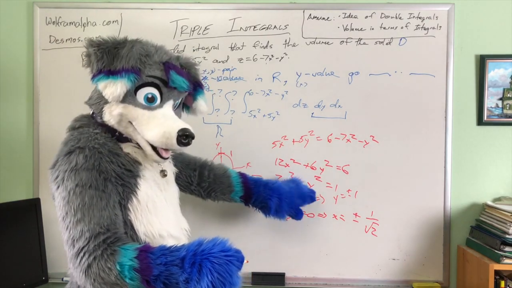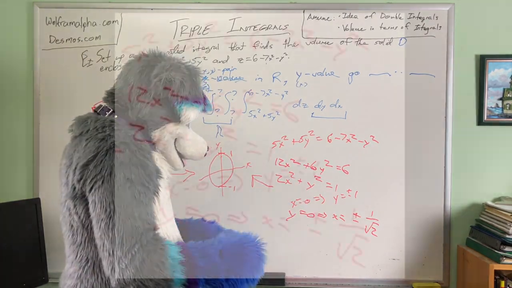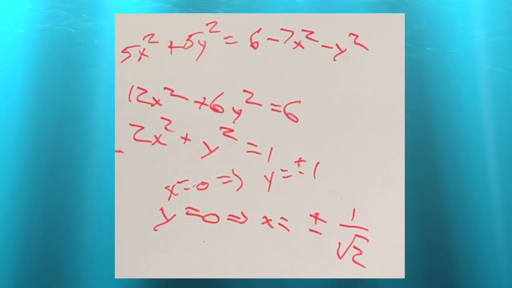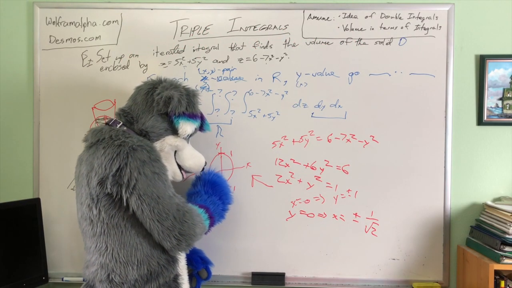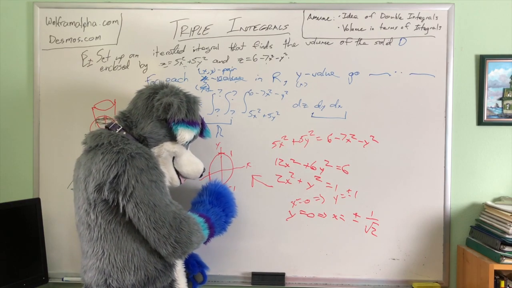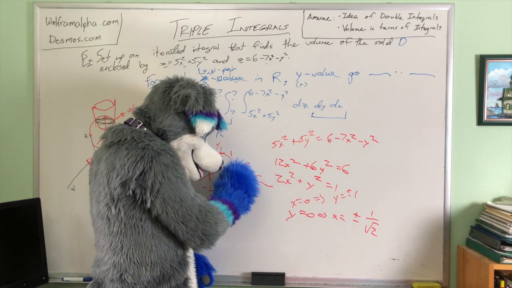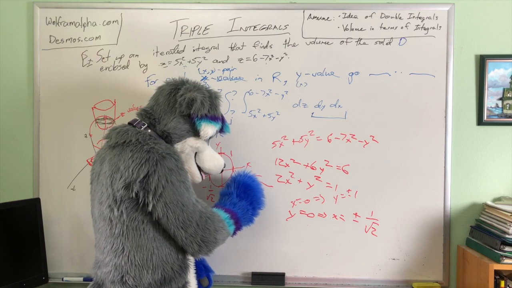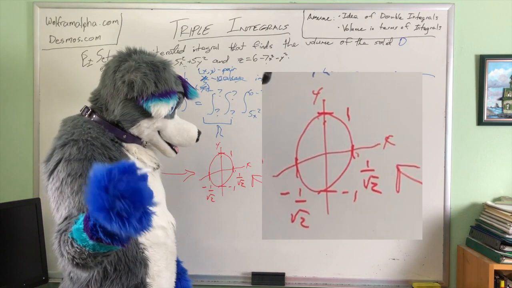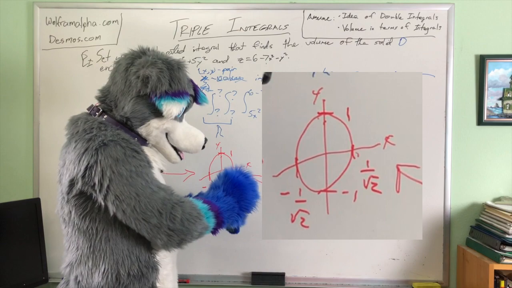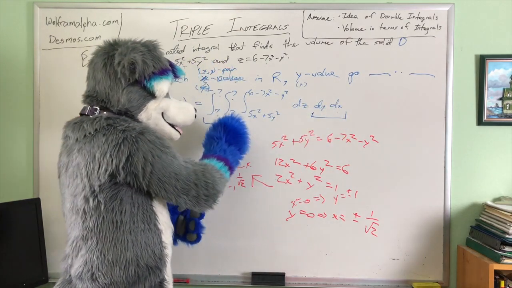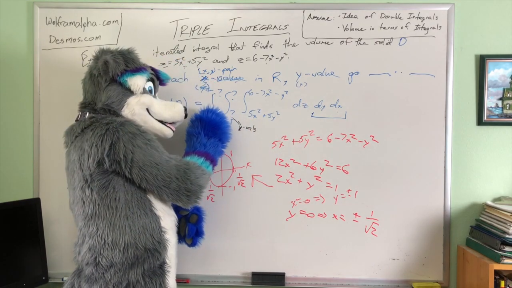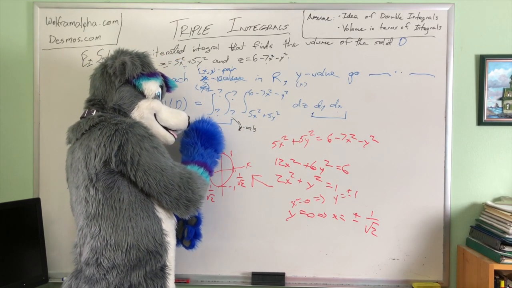Hopefully, make sure you can do that algebra on your own. I didn't go through the details here. So this is negative 1 over square root 2. And this is 1 over square root 2. Okay, so now we know what this looks like. These are y and x values. And then these are x values.